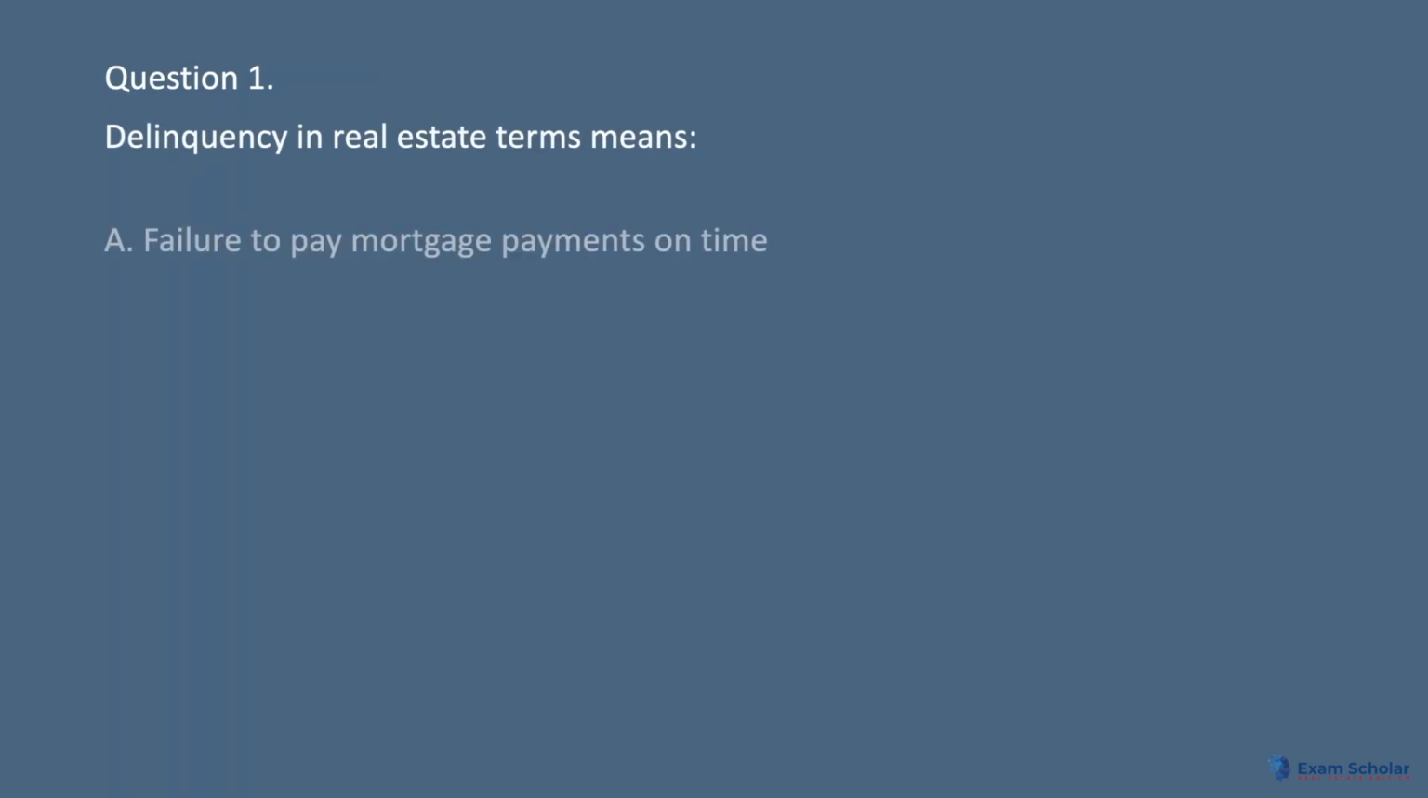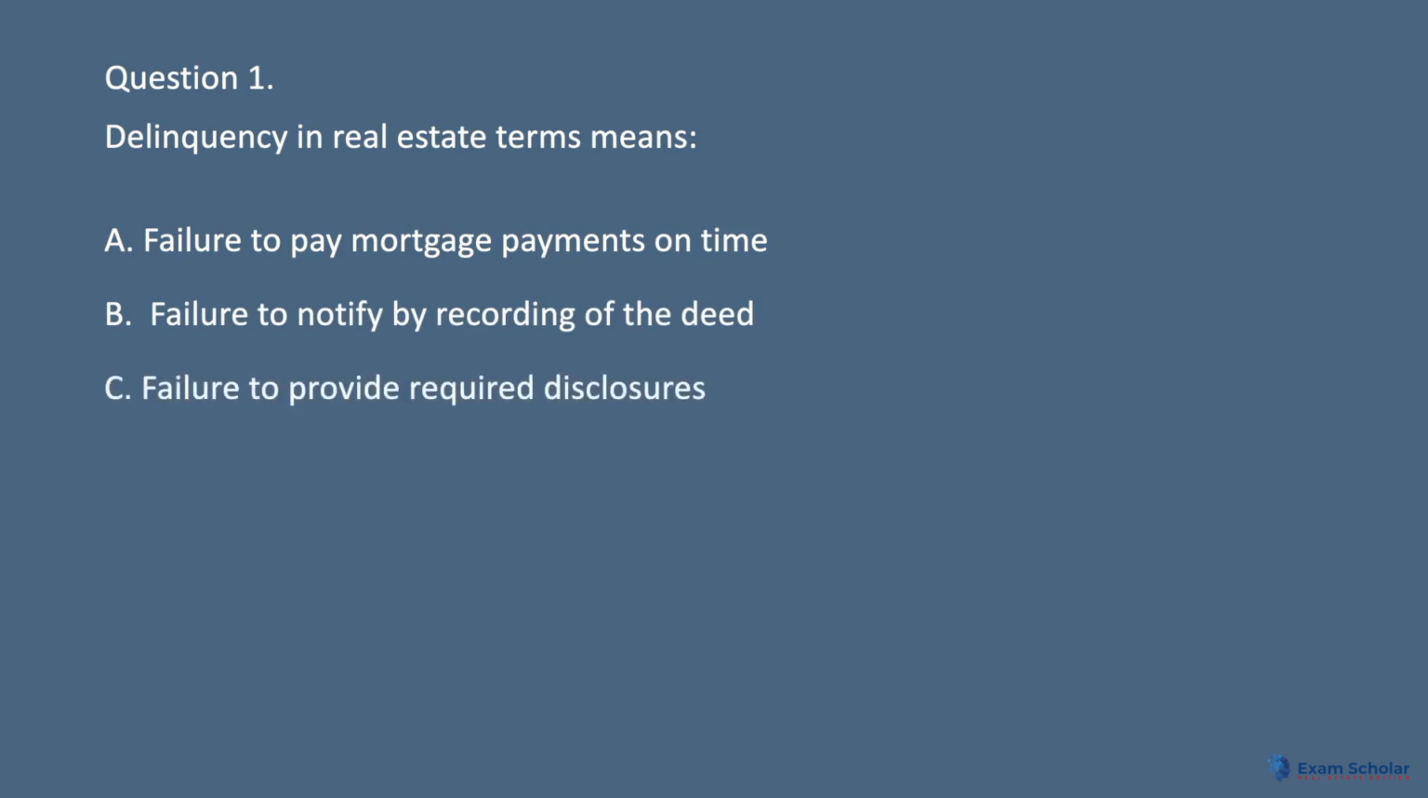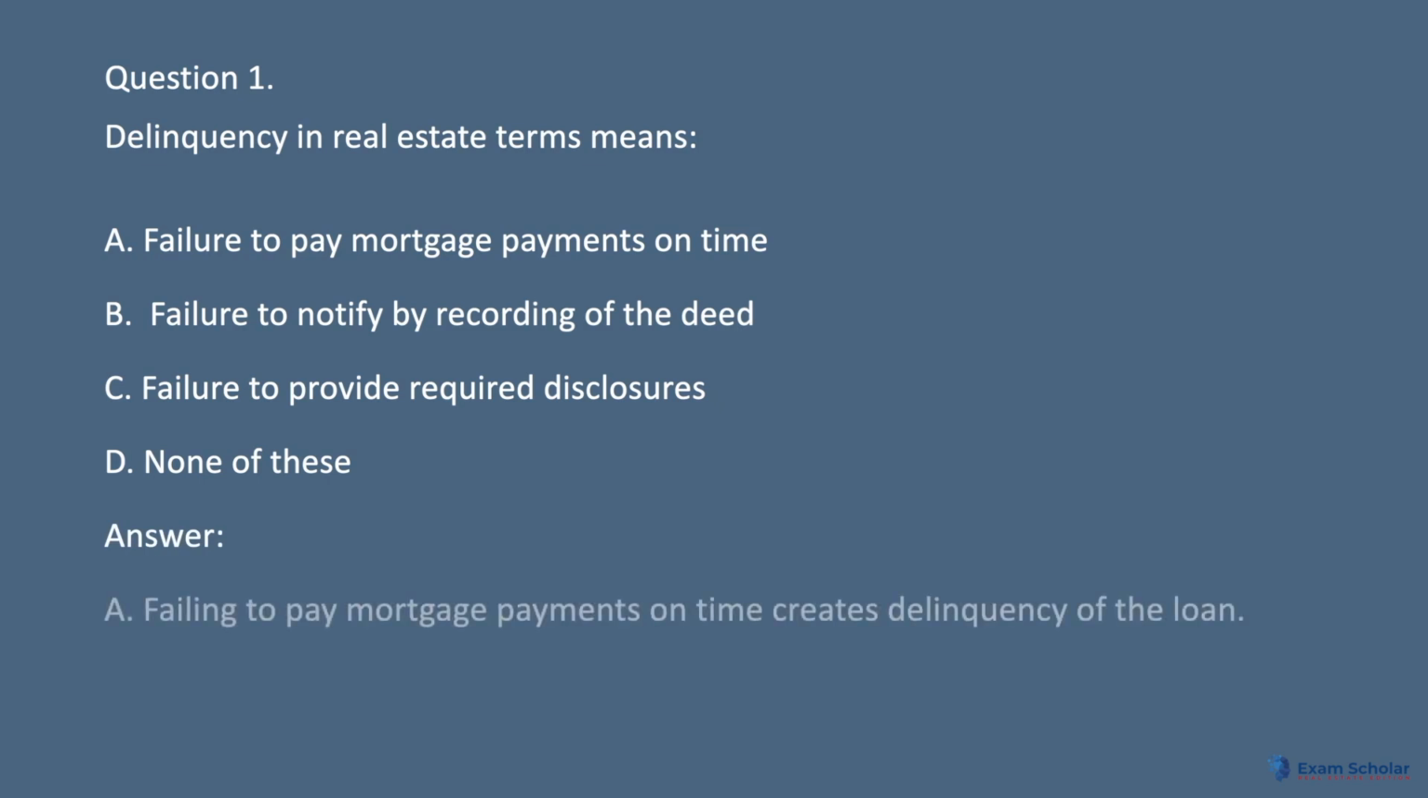Question 1. Delinquency in real estate terms means A. A failure to pay mortgage payments on time. B. Failure to notify by recording of the deed. C. Failure to provide required disclosures. D. None of these. Answer. A. Failing to pay mortgage payments on time creates delinquency of the loan.